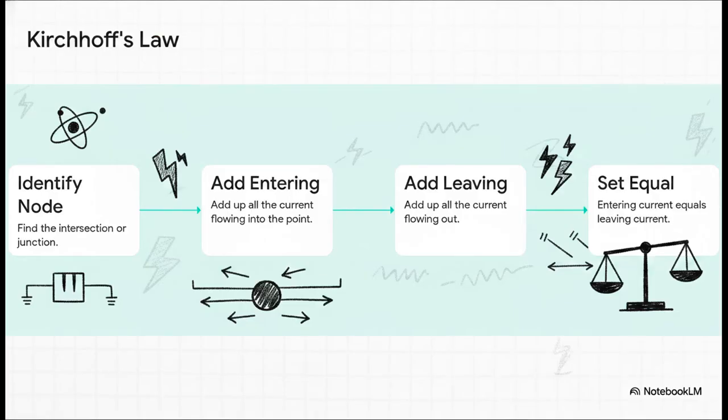Actually, let's break Kirchhoff's current law down into 4 incredibly simple, low-stress steps. Step 1, identify your node, just find the intersection. Step 2, add up all the current flowing into that point. Step 3, add up all the current flowing out. And step 4, just set those two numbers equal to each other. Yep, that is literally it. It just reinforces this beautiful, reliable logic that whatever energy goes in simply has to come back out. It's the ultimate rule of balance.